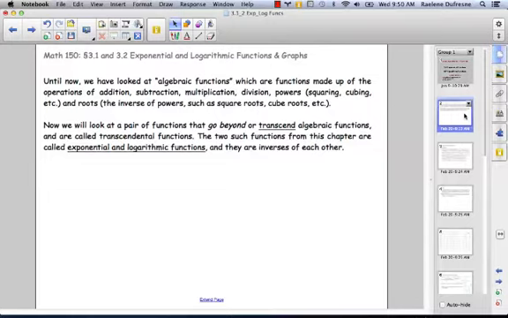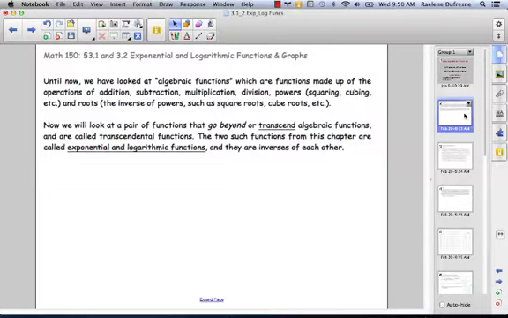Up until now we've looked at functions that have been combinations of adding, subtracting, multiplying, dividing, and powers, which includes things like squaring, cubing, reciprocating, and roots. Things like raising to an exponent of 1/2, which is a square root, raising to an exponent of 1/3, which is a cube root, and they are the inverses of the squaring and cubing functions.